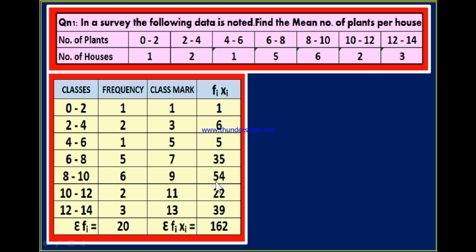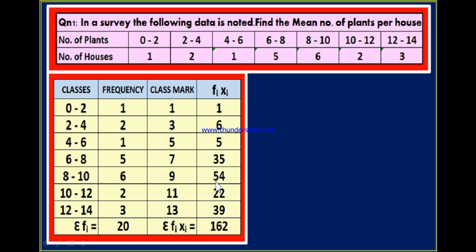The formula to find arithmetic mean using direct method is sigma Fi xi divided by sigma Fi. Here we got that the sigma Fi value is 20 and sigma Fi xi is equal to 162, isn't it? Now substitute these values in this formula.